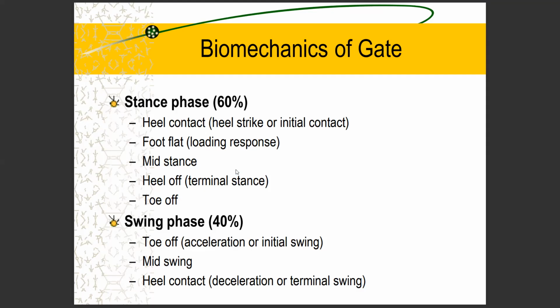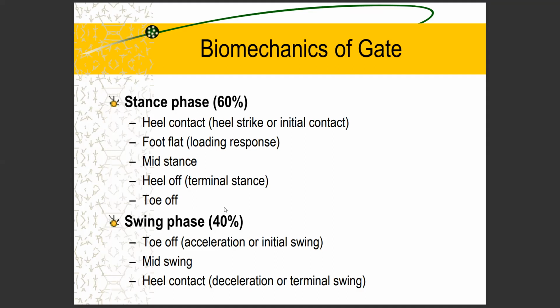Heel off is also known as the terminal stance in the RLA classification, and then the last one is the toe off. So these are the five subphases of the stance phase, and these five subphases make up 60% of the total one cycle of the gait.